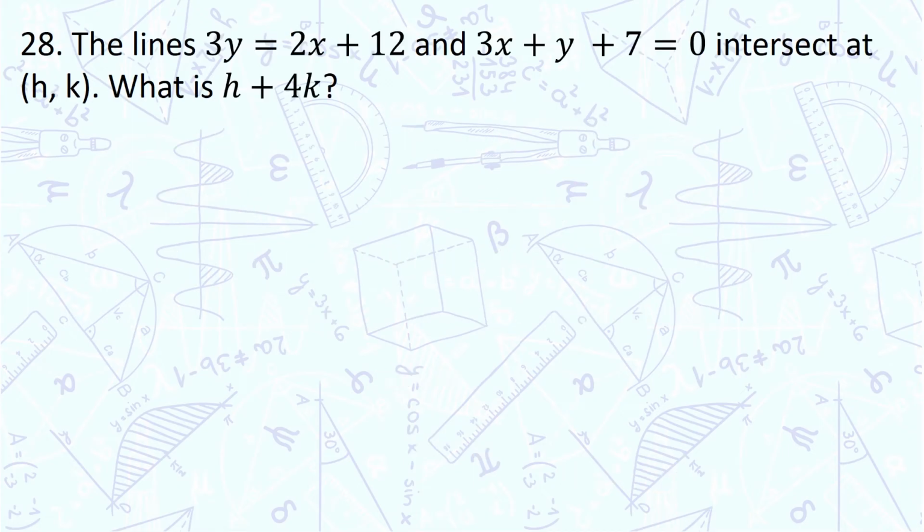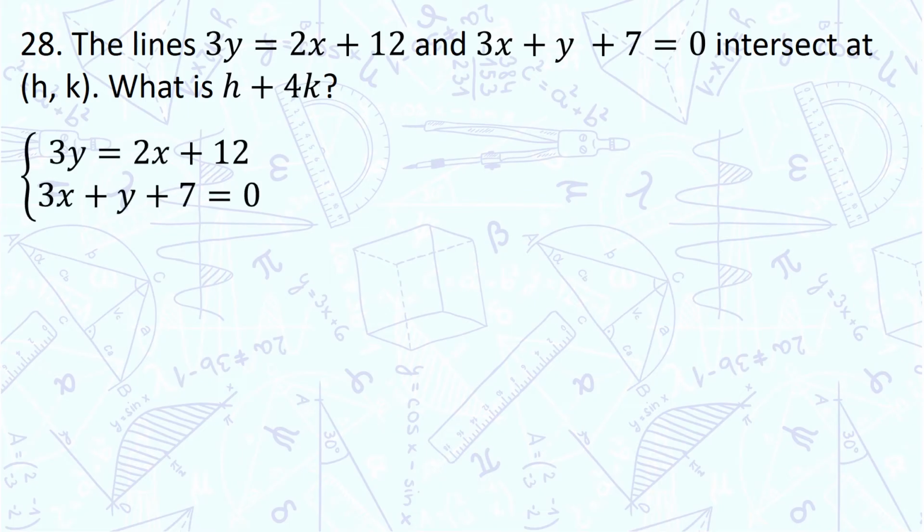Next, number 28. The lines 3y equals 2x plus 12 and 3x plus y plus 7 equals 0 intersect at hk. What is h plus 4k? So we need to solve the two lines simultaneously. We have the system 3y is equal to 2x plus 12 and 3x plus y plus 7 equals 0.